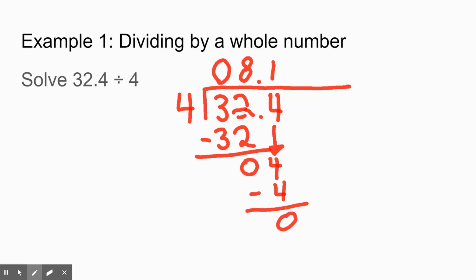Now that we have a 0, and we have no other digits up here, we know that we're done. Our solution to this problem is 8.1. If you happen to be doing this with a piece of paper, I would write that down because that might be relevant for the next problem.